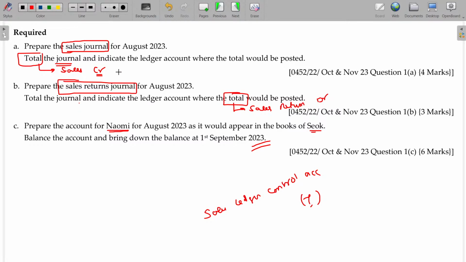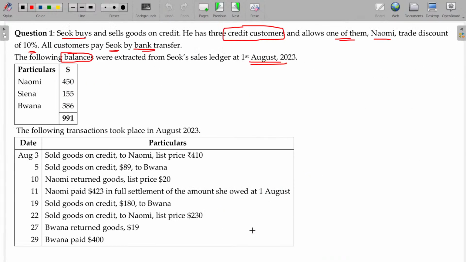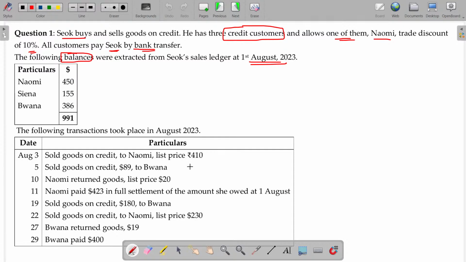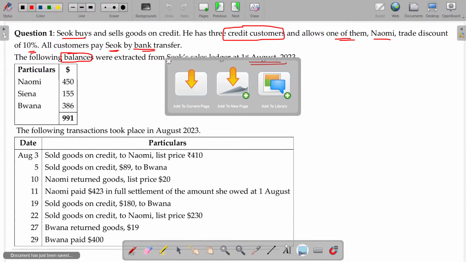I may now finish off one by one. So first 1, 2, and then we'll go for Naomi, and then we'll go for the sales ledger control account comprehensively. Clear? Let's see. I need the transactions only. This transaction is enough for preparing the sales and sales return book.